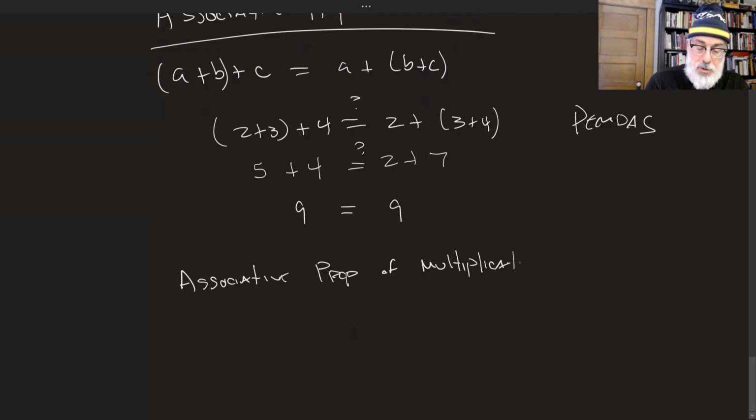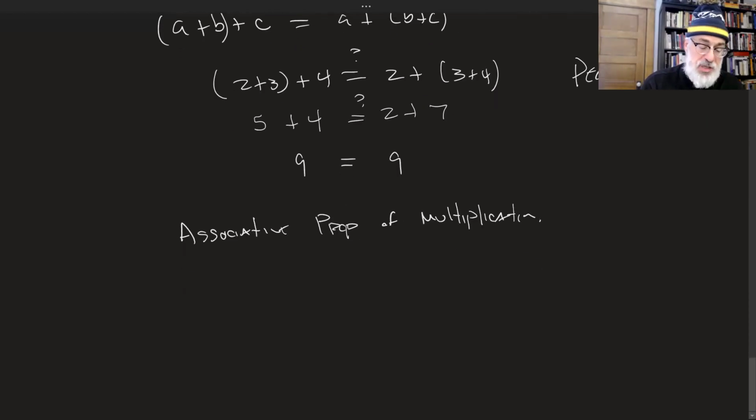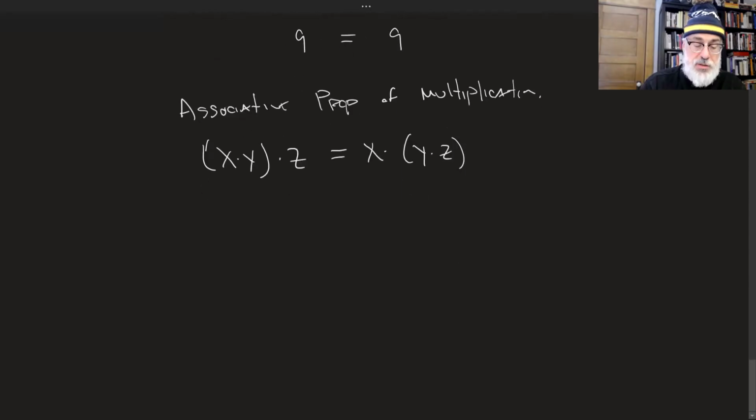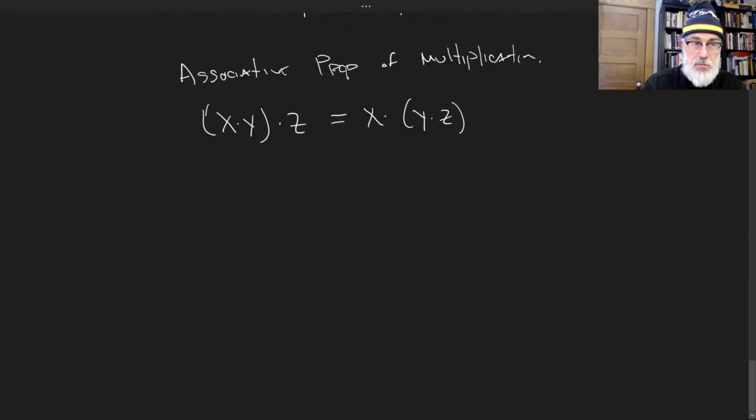And the real numbers are also associative under multiplication. So let's say we have (x times y) times z. Not a question mark. This is a statement. This is true, that it's the same as x times (y times z). So this is a fact. We can associate multiplication however we want in the real numbers.